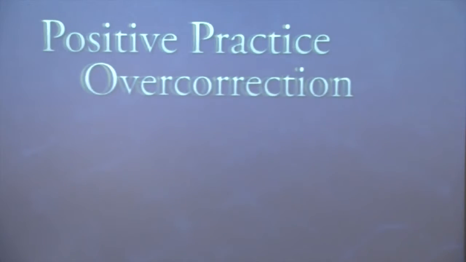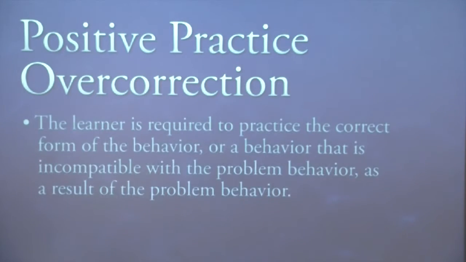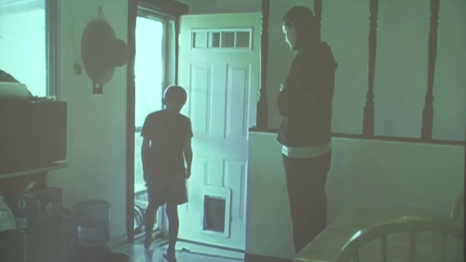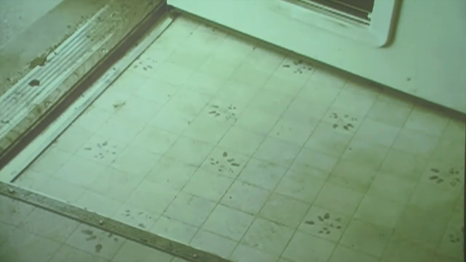In positive practice overcorrection, the learner is required to practice the correct form of the behavior, or a behavior that is incompatible with the problem behavior, as a result of the problem behavior. The boy that tracks in the mud may be instructed to practice stopping at the door, checking his feet, then taking his shoes off 5 times in a row as a result of tracking in mud. Or a teacher may have a boy who is running in the halls towards recess go all the way back to the class and walk back outside.